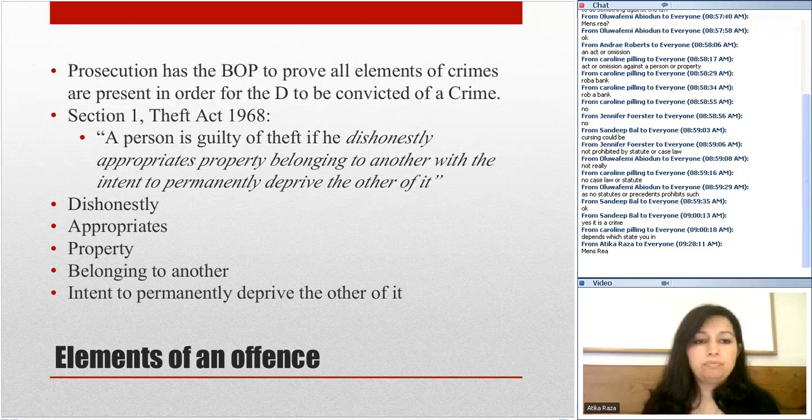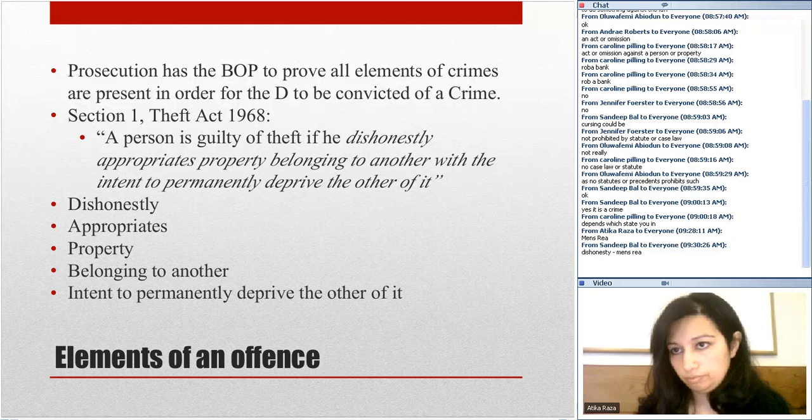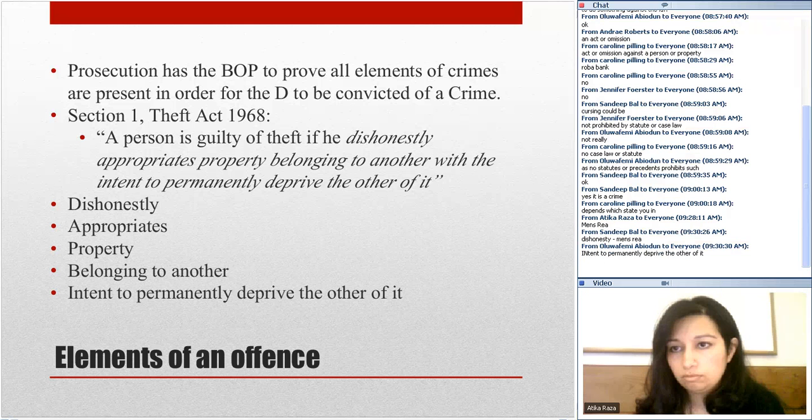Underneath that, I have specifically written separately all the elements. So all the elements of theft would be dishonesty, appropriation of somebody's property that belongs to another, not you, and then an intent to permanently deprive somebody of it. Can you guys look at it for a minute and tell me which elements of this particular definition would be called mens rea, and which elements are the actus reus? You can look through it and write down in the chat box.